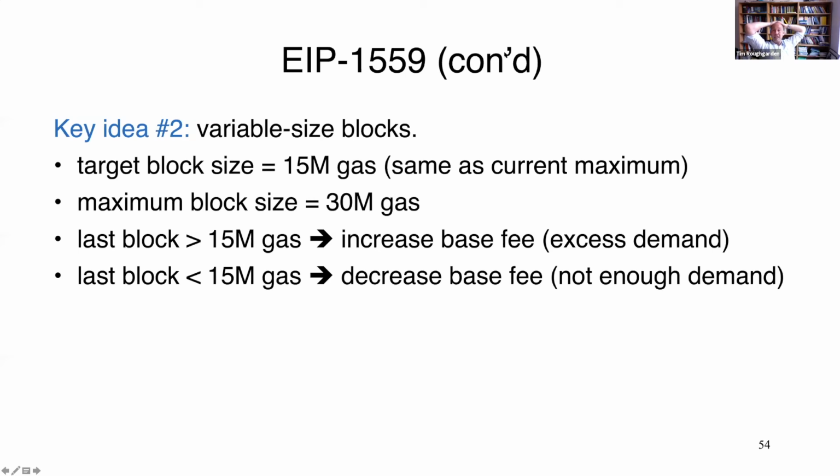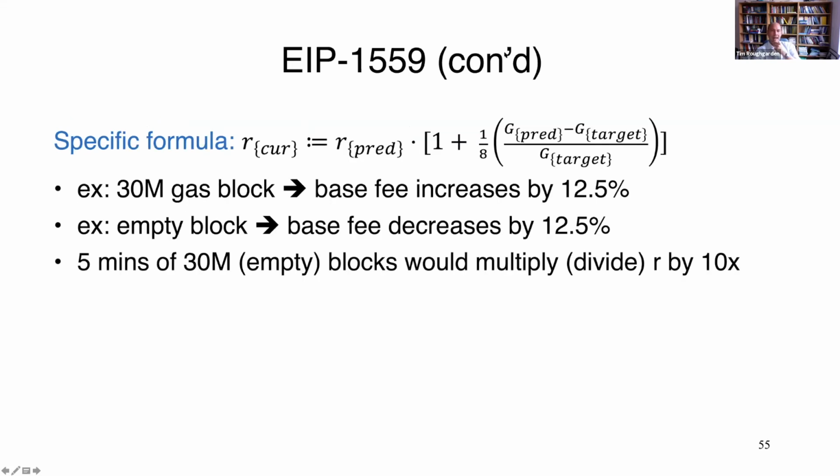So variable size blocks have some other benefits as well that I'm not going to get into, but they immediately solve this problem by giving us an on-chain signal of whether to increase or decrease the base fee. And so now really we can just, block by block, keep searching for the best base fee. The base fee that's this market clearing price where you get 15 million gas worth of transactions willing to pay it.